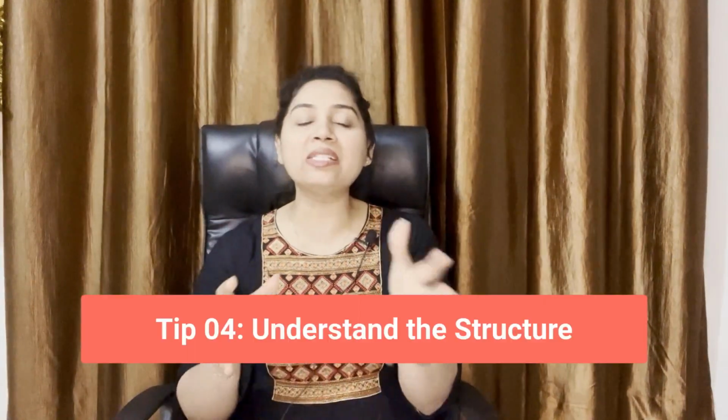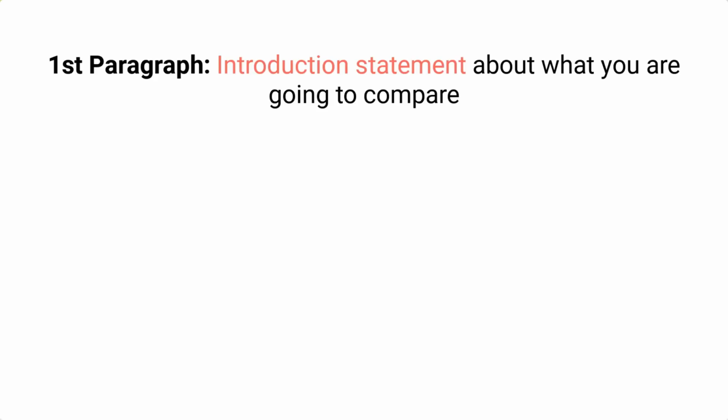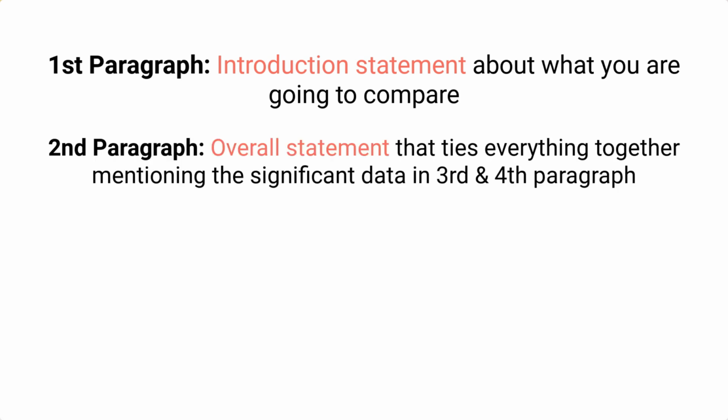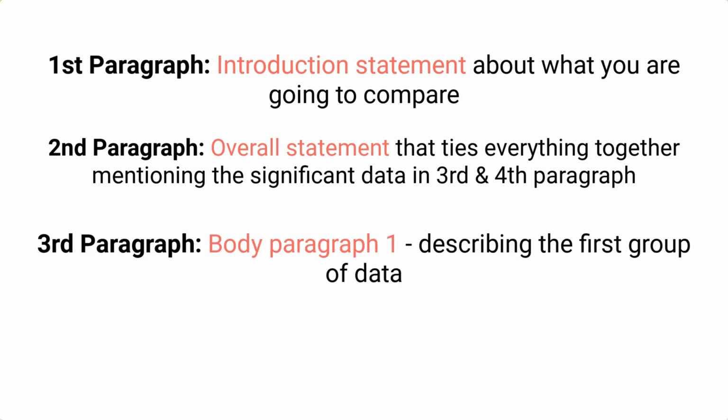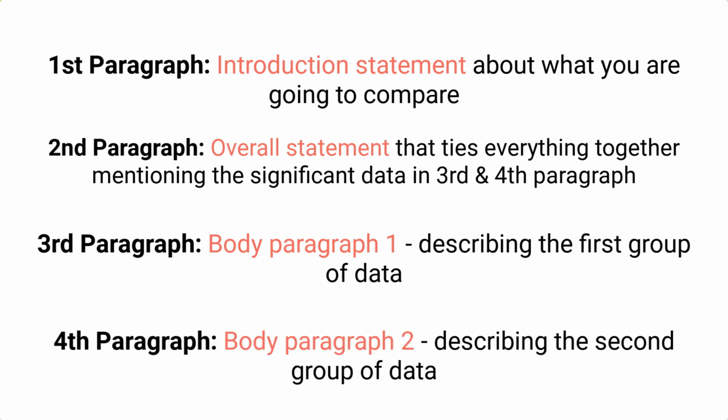Tip number 4, understand the structure. As I mentioned earlier, writing the answer in a structured manner, that is into separate paragraphs, will help you explain the data effectively. So let us look into the structure once. First paragraph, introduction statement about what you're going to compare. Second paragraph, overall statement that ties everything together, mentioning the significant data in the third and fourth paragraphs. Third paragraph, that is body paragraph 1, describing the first group of data. And finally, fourth paragraph, that is body paragraph 2, describing the second group of data.